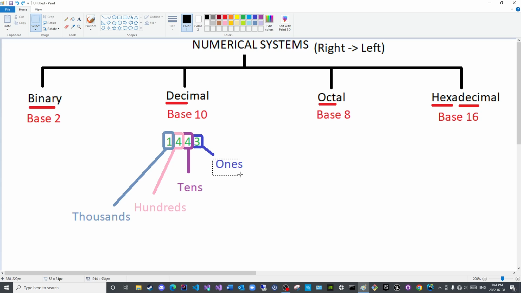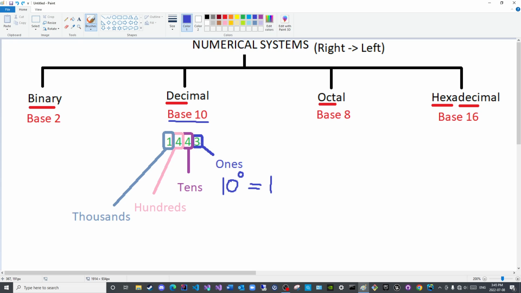The reason this digit is called ones is because this digit is 10 to the power of 0. Any number to the power of 0 is equal to 1. So 10 to the power of 0 is equal to 1. Thus, this digit is called 1 because we begin with the base 10 and we always start with an exponent of 0. 10 to the power of 0, and that gives us 1.